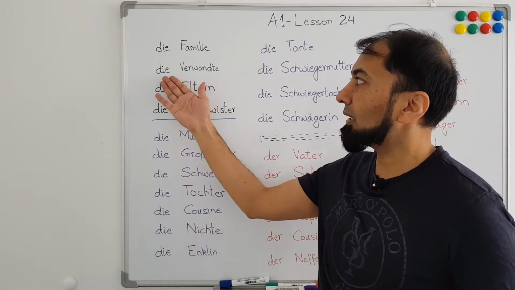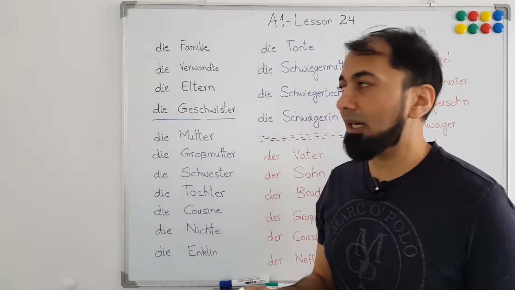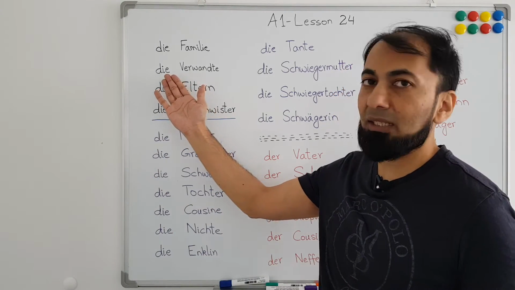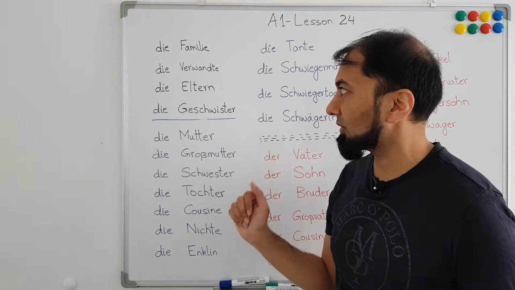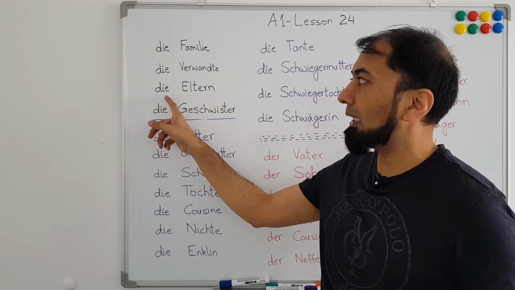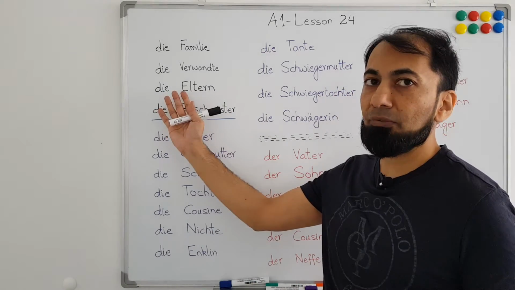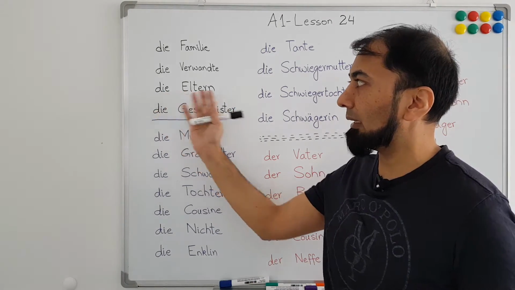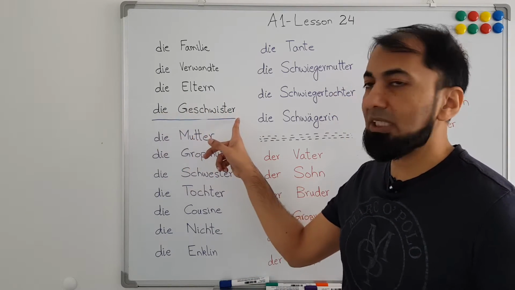Next we have die Verwandte. Verwandte means relatives. So it's a feminine noun. It has article die Verwandte, relatives. Then we have die Eltern. Eltern means parents. It is also a feminine noun, therefore it has article die Eltern. Next we have die Geschwister.